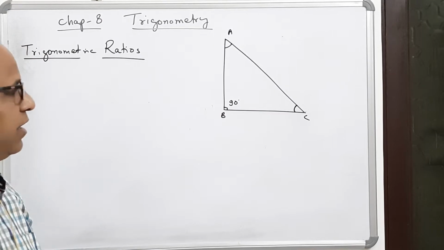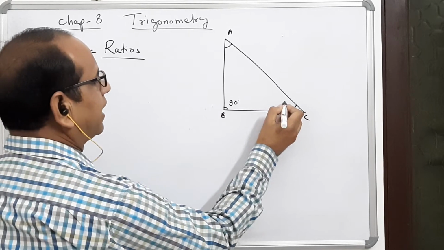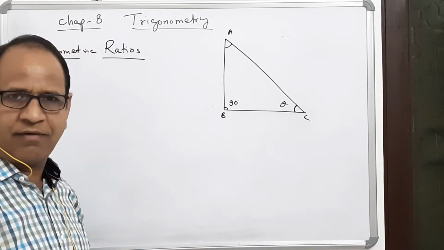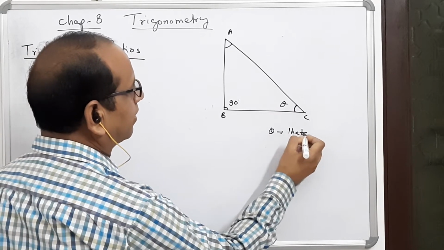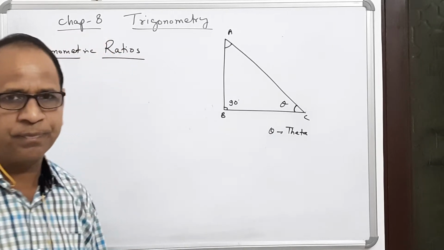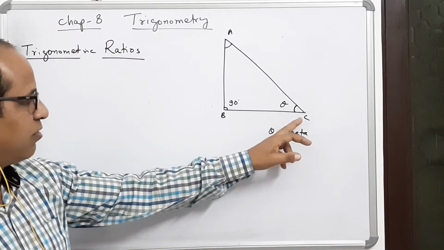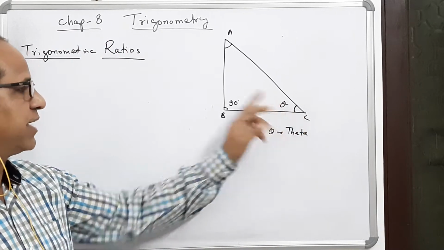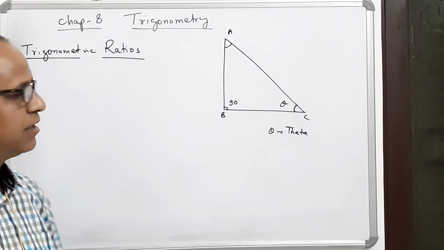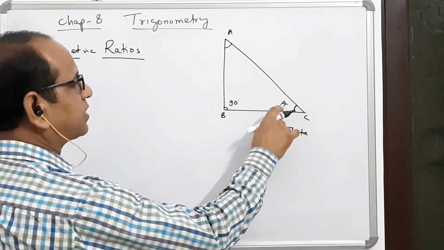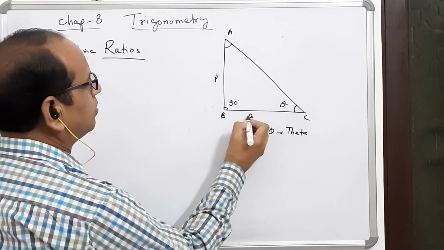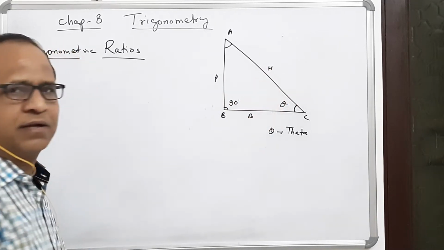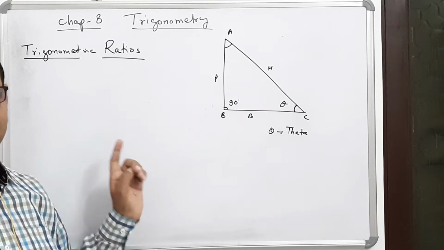In trigonometry, we name this angle with this Latin alphabet, and it is pronounced as theta. This is theta. So we will not say this as angle C, we can say that this is angle theta. Now with respect to this angle, this will be the perpendicular, this will be the base and this will be the hypotenuse. These are the important things.